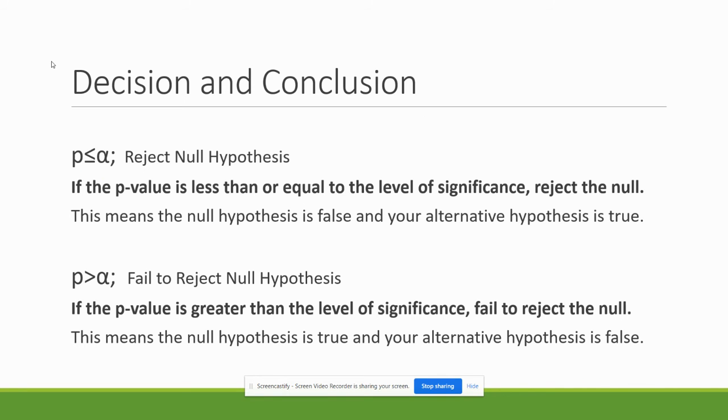All right. Here's your decisions and your conclusions. If the p-value is less than or equal to the level of significance, remember alpha is your level of significance, you reject your null. So again, if your p-value is less than or equal to the level of significance, you reject your null. That means that the null hypothesis is false and your alternative hypothesis is true. If your p-value is greater than your level of significance, you fail to reject the null. That means your null hypothesis is true and your alternative hypothesis is false.